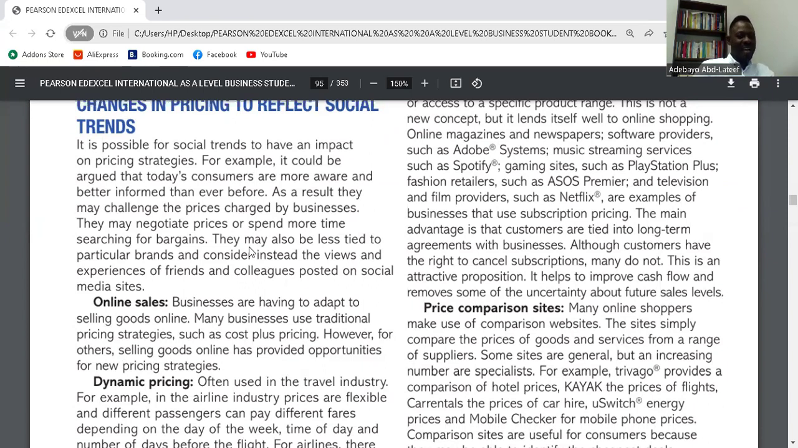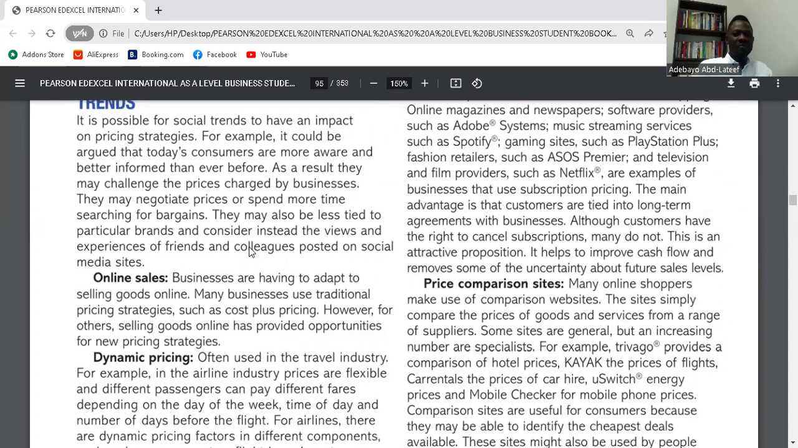They may also be less tied to a particular brand and consider instead the views and experiences of friends and colleagues posted on social media sites. These days, customers are informed, they are aware, everything is exposed. They know most of everything.